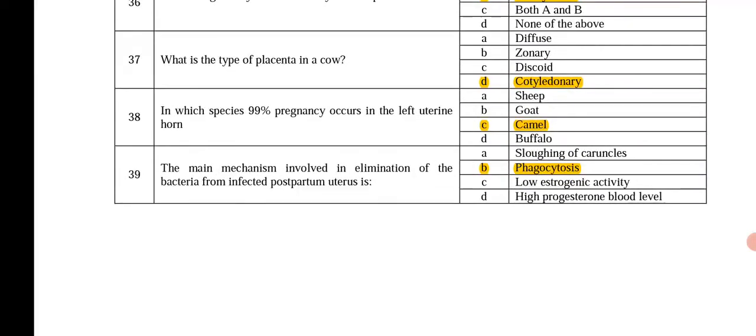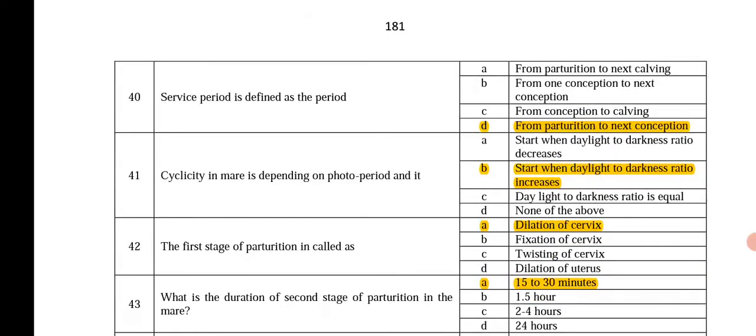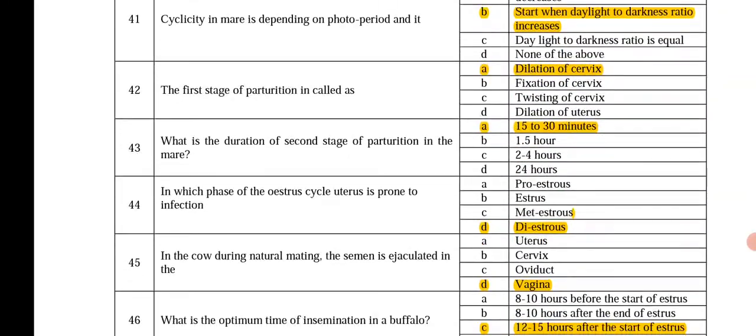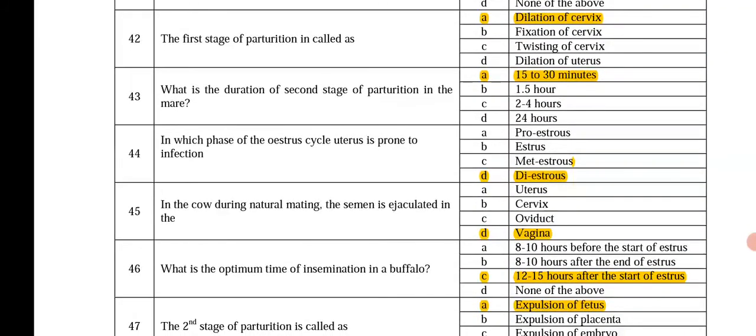In which species does 99% pregnancy occur in the left uterine horn? Camel. The main mechanism involved in the elimination of bacteria from infected postpartum uterus is phagocytosis. Service period is defined as the period from parturition to next conception. Cyclicity in mare is dependent on photoperiod and it starts when daylight to darkness ratio increases. The first stage of parturition is called dilation of cervix. What is the duration of second stage of parturition in the mare? 15 to 30 minutes.